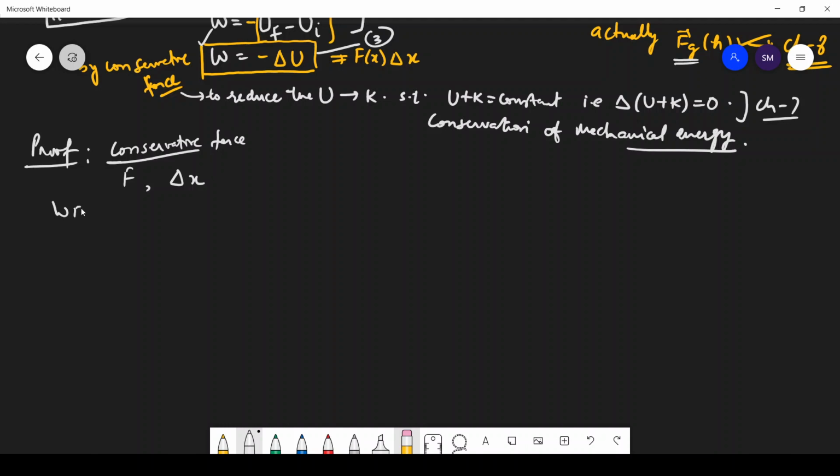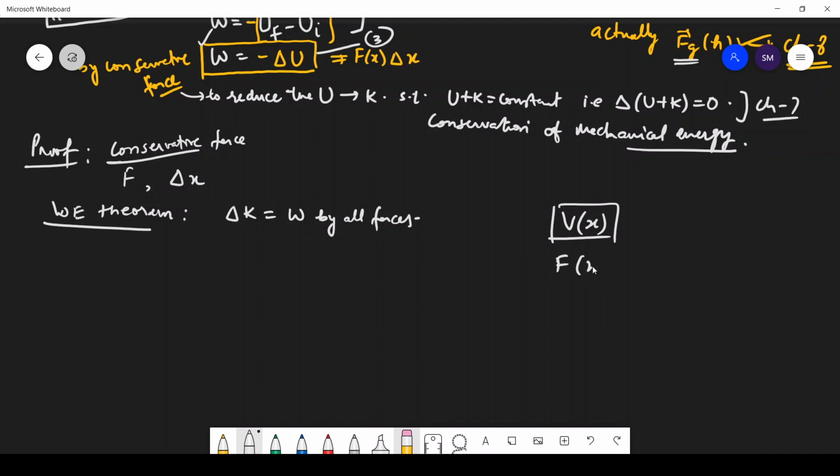So according to the work energy theorem, what does the work energy theorem say? It says that change in kinetic energy is equal to the work done, the net work done, total work done by all the forces. Okay. So if force is conservative, then the potential energy is also a function. What is it a function of? It is a function of x. Even conservative force is also a function of x.